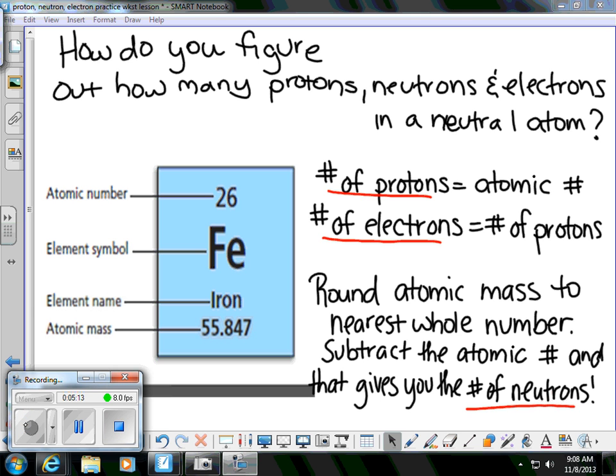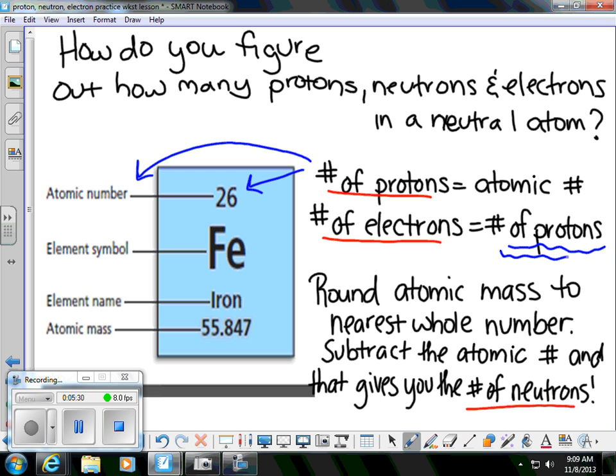All right, in order to find the number of protons, you're always going to look at the atomic number, and it's always a whole number on the periodic table. The number of electrons equals the number of protons. So once you figure out the number of protons in a neutral atom, that equals the number of electrons as well. Okay? We're going to find out the number of neutrons. We have to go through a little bit of a process.